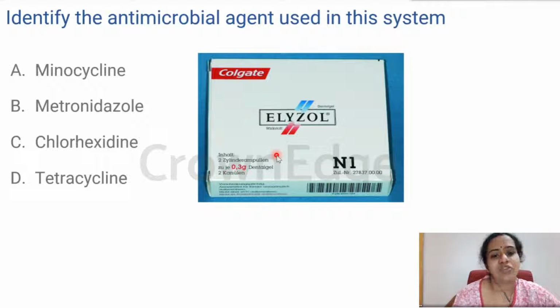Moving on to the next question. Alazole contains what? Minocycline, metronidazole, chlorhexidine, tetracycline. This should be pretty easy. I think you guys will be very fast on this. Yeah, Elyzol is metronidazole. Good. But what concentration and in what form is what we need to know.